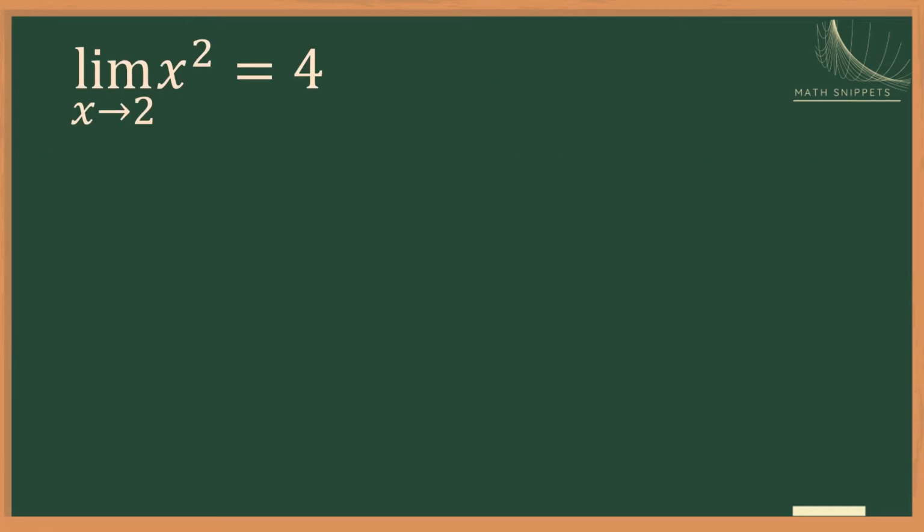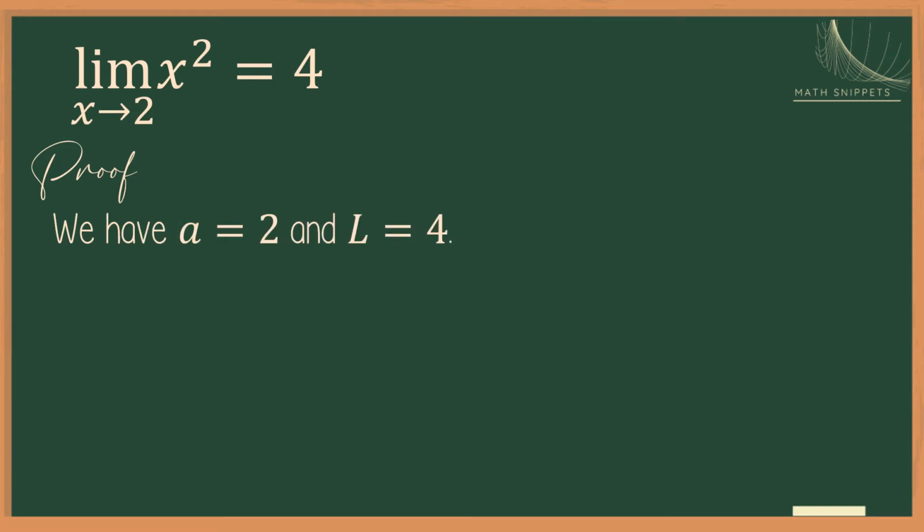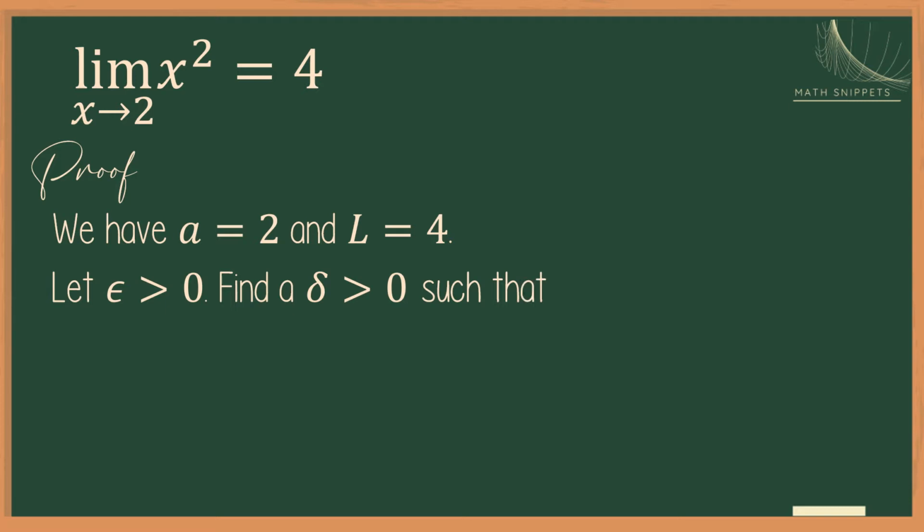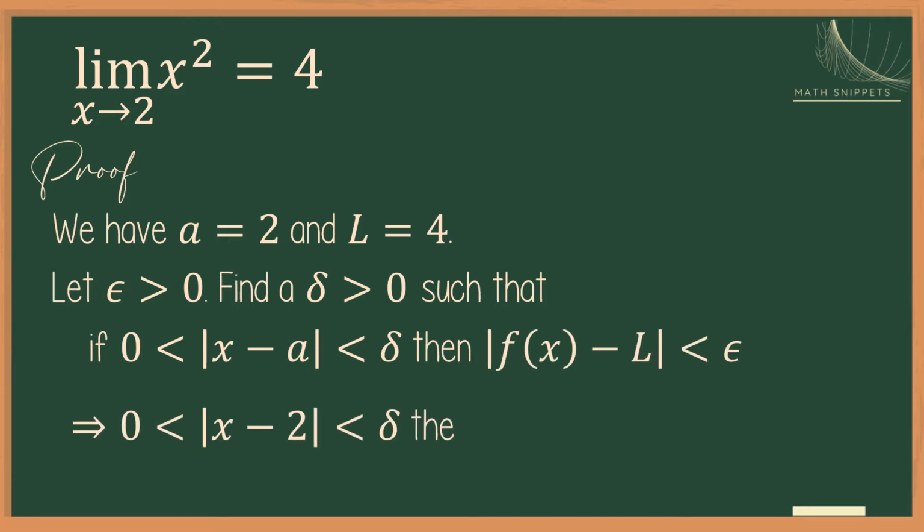We have to show that the limit of x squared as x approaches 2 is equal to 4. So for this case, our a is 2 and L is 4. So we have to find a delta such that for any arbitrary epsilon, this condition is satisfied. Let's label this condition star for easy reference later when we need it.